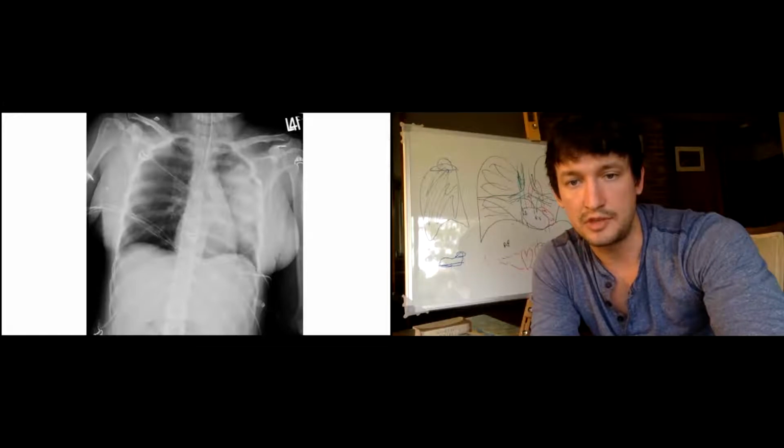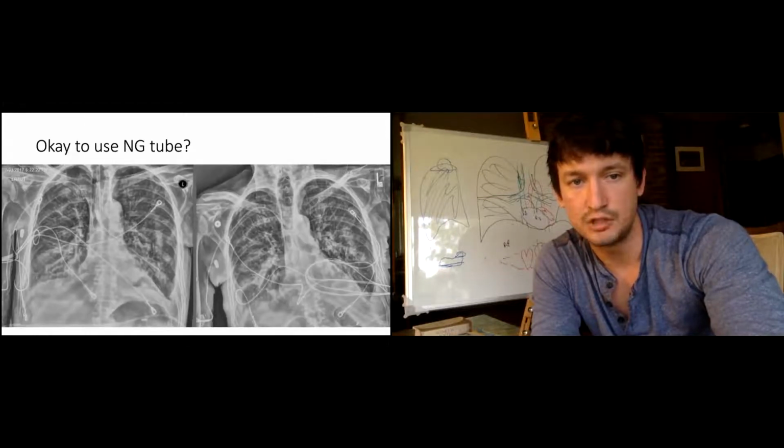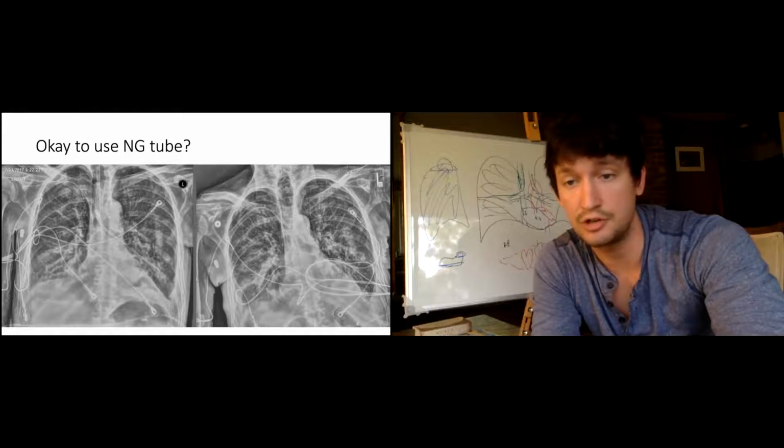This is kind of the same thing. Next slide. What do you think about this one? The one on the right is before, the one on the left is after. Just kind of the same thing. ET tube is going into the left lung. That's not great. Do not say use this. Always get radiographs after you place an NG tube. Next slide.